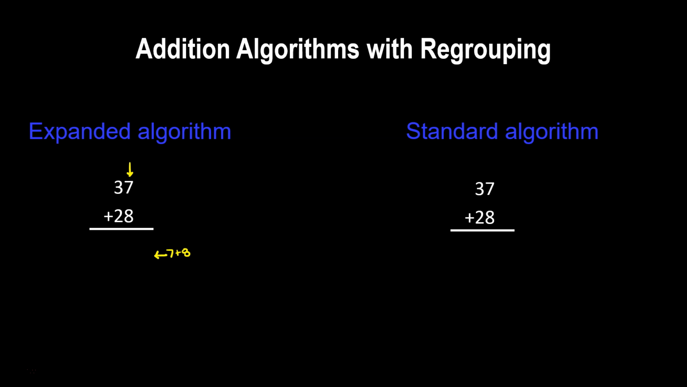And 7 plus 8 is 15. So I'm just going to write 15 right here. Then I'll move on to my tens place. That addition looks like 30 plus 20, which is 50, and I'll line that up right here. Notice I'm lining everything up in the same columns. And then from here, I'll add my 15 and my 50 to get 65.